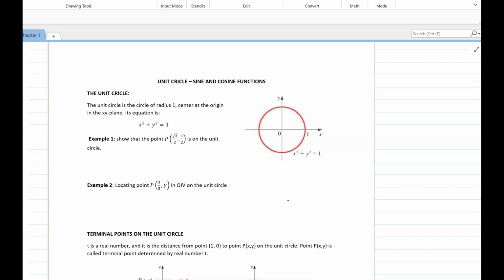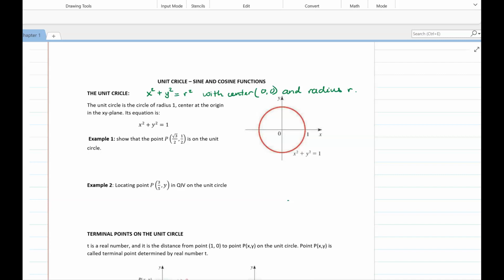Recall the equation of a circle is of the form x squared plus y squared equals r squared, with the center at the origin (0, 0) and the radius r. So here we're talking about a unit circle. The unit circle is a circle of radius 1 centered at the origin in the xy plane, which means the equation would be x squared plus y squared equals 1.